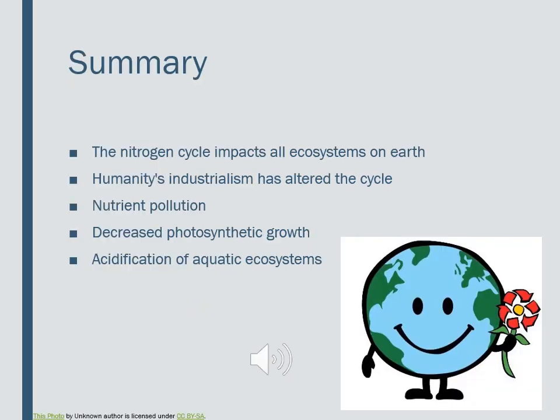In summary, the nitrogen cycle impacts all ecosystems on Earth. Because of humanity's industrialism, with things such as burning of fossil fuels and the clearing out of natural resources, we have altered the cycle. This has led to nutrient pollution, decreased photosynthetic growth, acidification of aquatic systems, and much more.